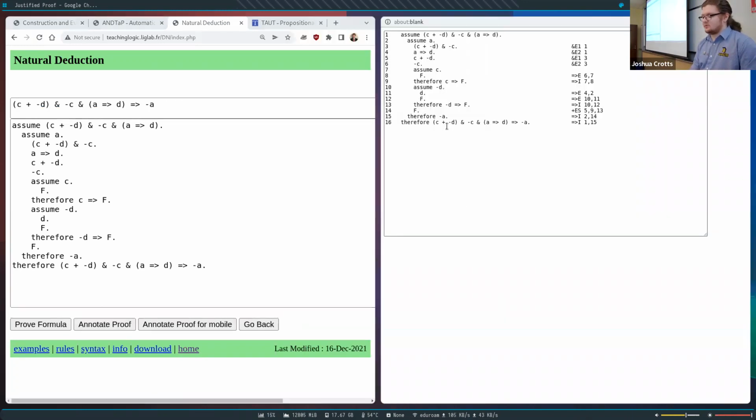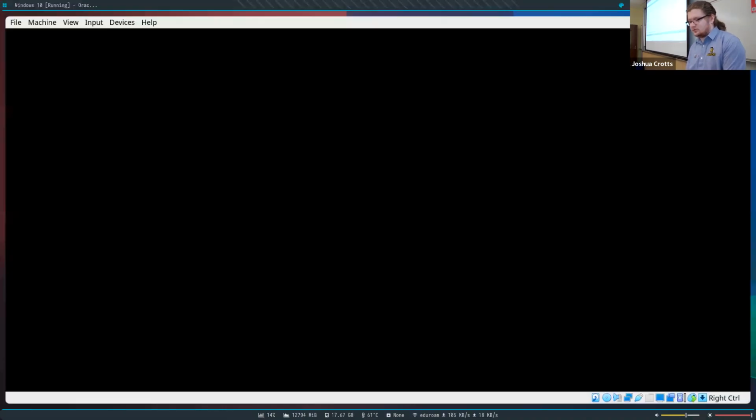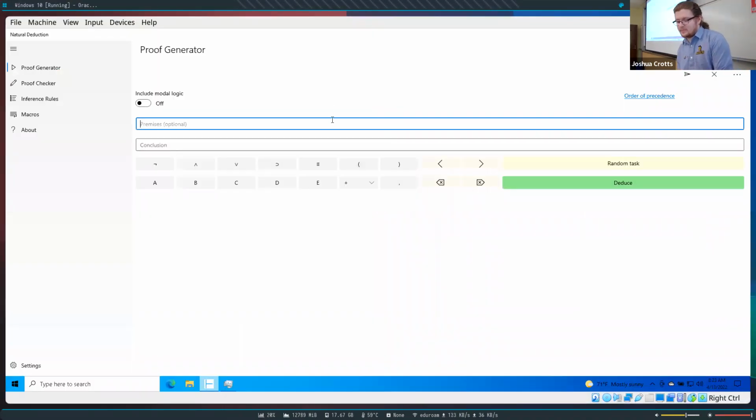So it can annotate the proof with these steps right here. We immediately see that there are a lot more rules with this particular system that are applied because it uses nested proofs, and proofs by contradiction, which can be a little bit unwieldy, especially if you don't understand how indirect proofs work. So that's that system. Now let's switch over to the Windows 10 application.